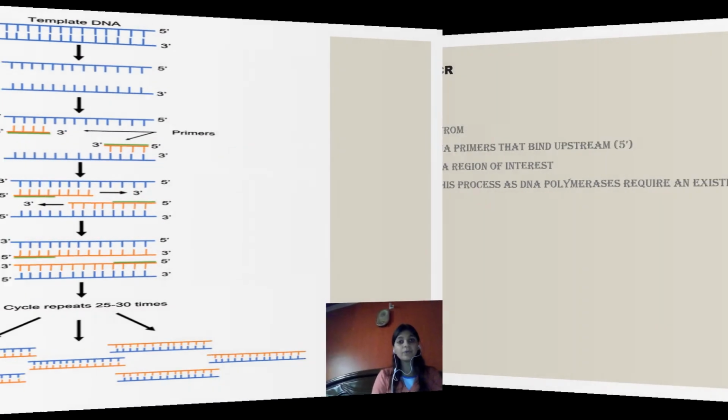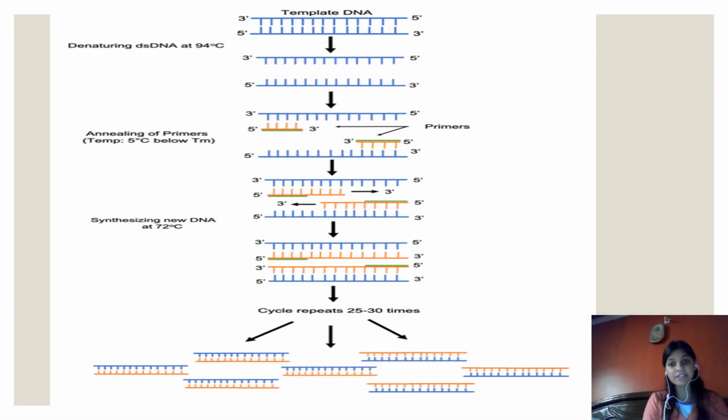Now this is basically the process: we have the template DNA, and that template DNA denatures. The primers get attached, get annealed, and as soon as the primers get annealed, they result in the formation of many strands of DNA.